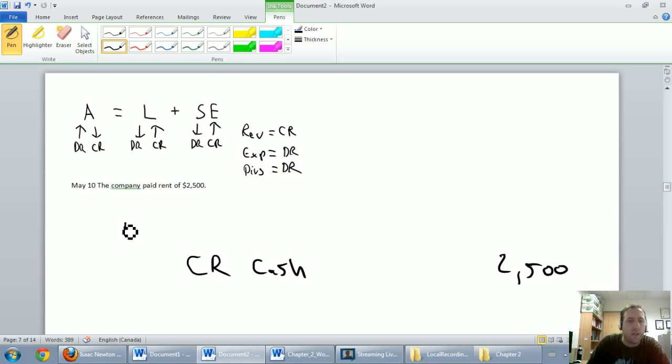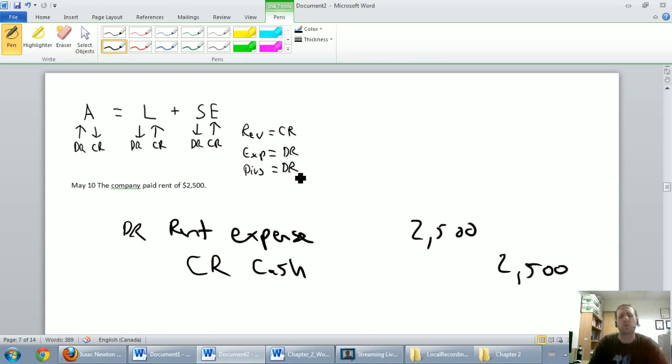So let's debit rent expense. We're going to debit rent expense for $2,500. In future chapters, we'll learn that it's a little bit more complicated than this. There could be prepaids and other weird things going on. But right now, we're calling rent an expense. This is May 10th, and we're ready to move on.